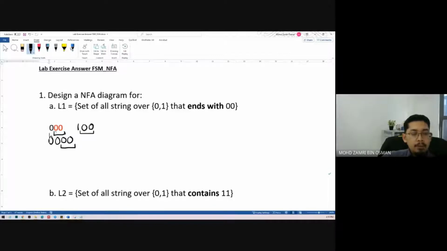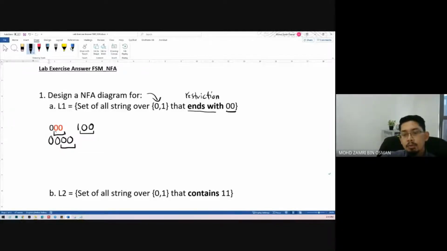Okay, so how can we design the NFA diagram for this rule? This one I can call a restriction. You want to restrict the input that we want to test so that it will end with 0, 0.